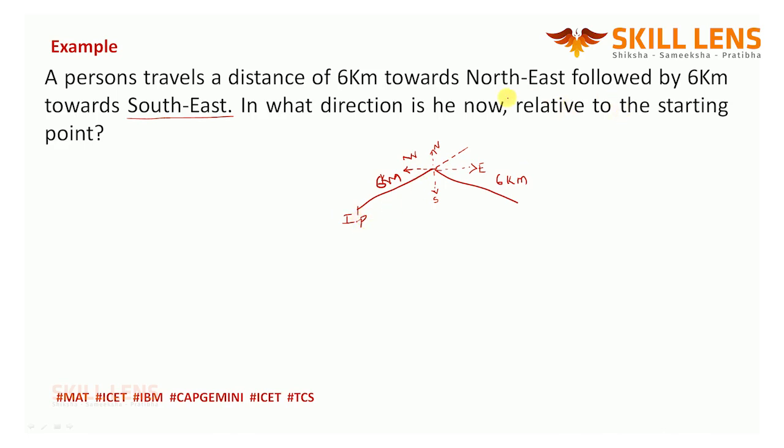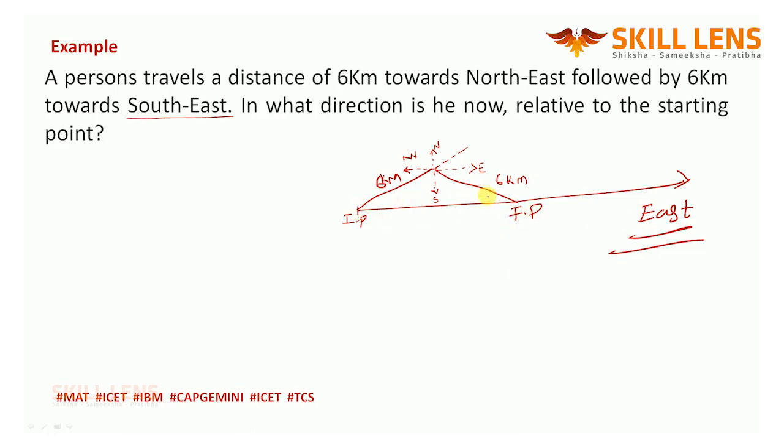What happened? In what direction is she now relative to the starting point? So this is the starting point. What direction is this? This is the east direction. So this is the starting point, and this is the final point.